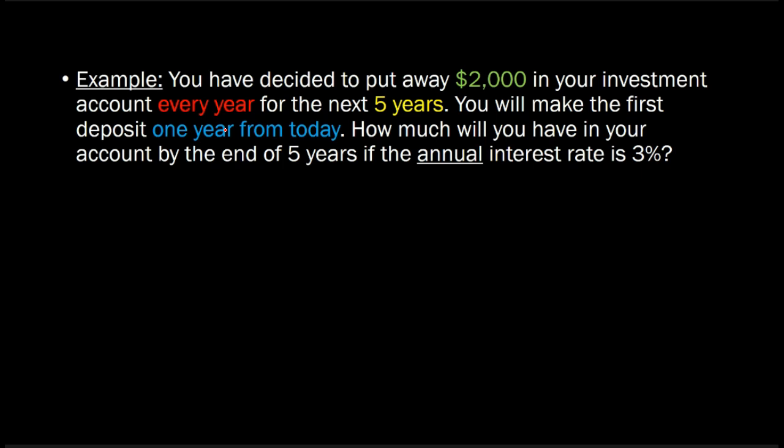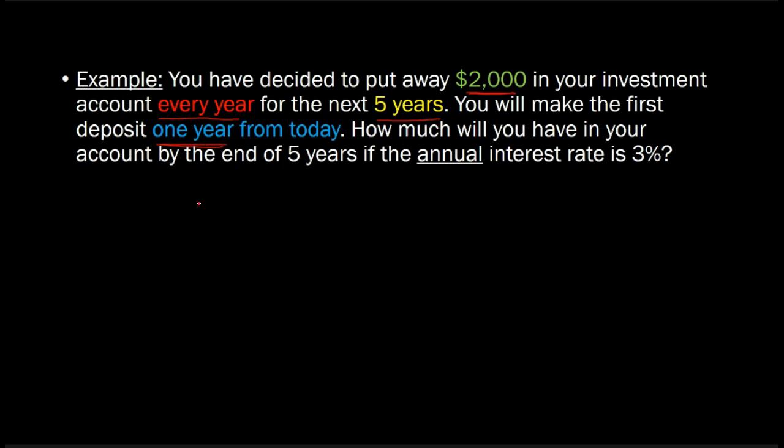Let's suppose that you have decided to put away $2,000 in your investment account every year for the next 5 years, where you will make your first deposit of $2,000 1 year from today. So again, you've decided that you're going to put away $2,000 every year for the next 5 years, starting by making your first deposit 1 year from today. Right? So starting by the end of the year.